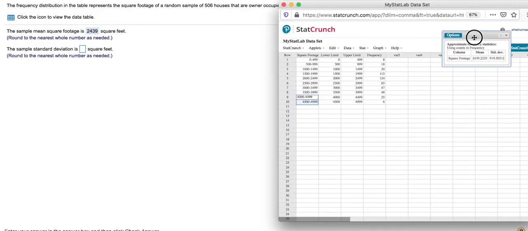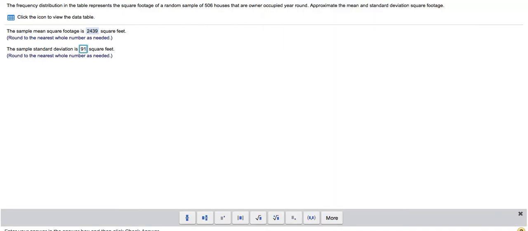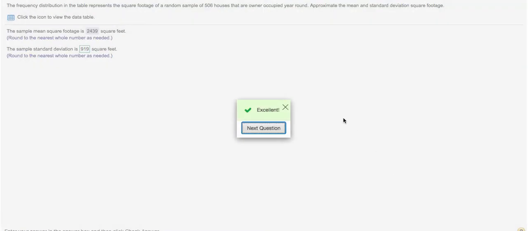All right, now for the standard deviation, again, rounding to the nearest whole number, that's going to be 919. Again, that 3 doesn't round up that 9, so 919. And I'll check my answer there.